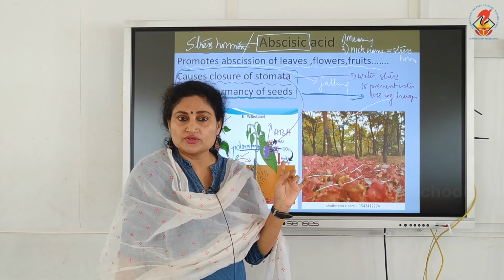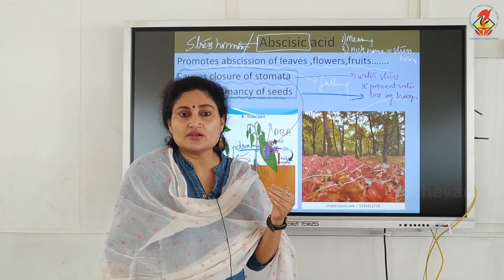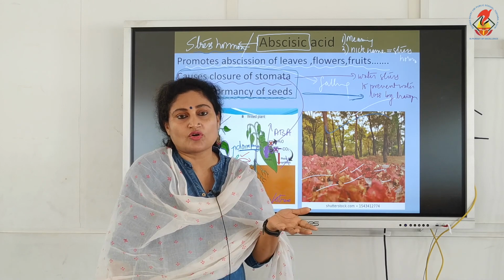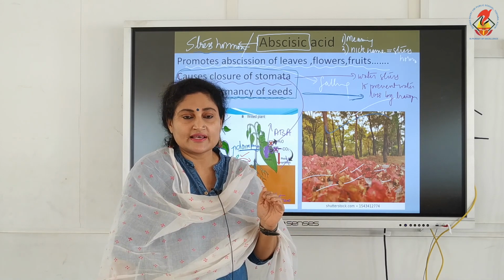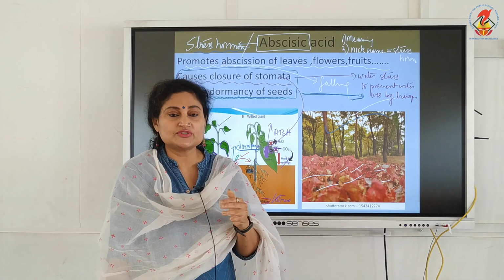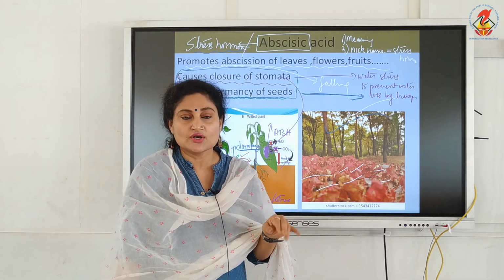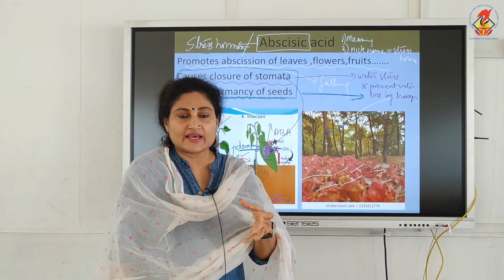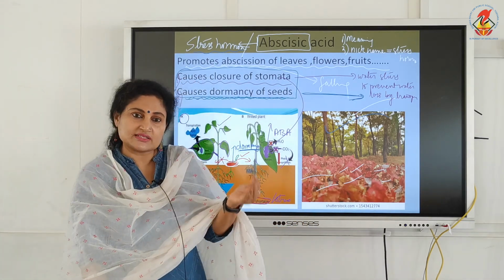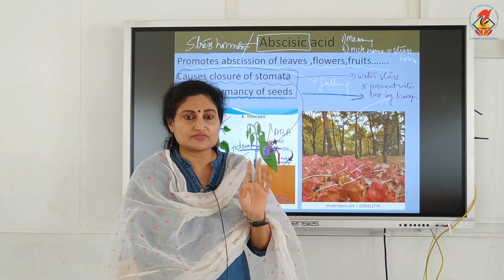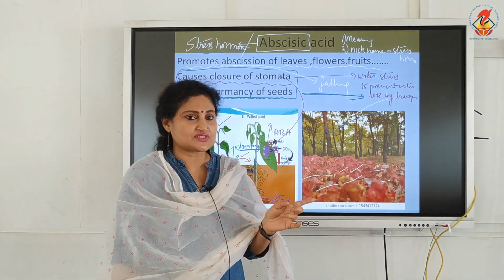And why are they closed? It's closed to save the loss of water, to not allow the water loss by transpiration. Therefore, the water is saved. Just imagine the stomata open, a lot of water will be lost and the plant will die fast. So this is an adaptation where the plant survives and overcomes that unfavorable condition by closing of the stomata, which is brought about by abscisic acid.